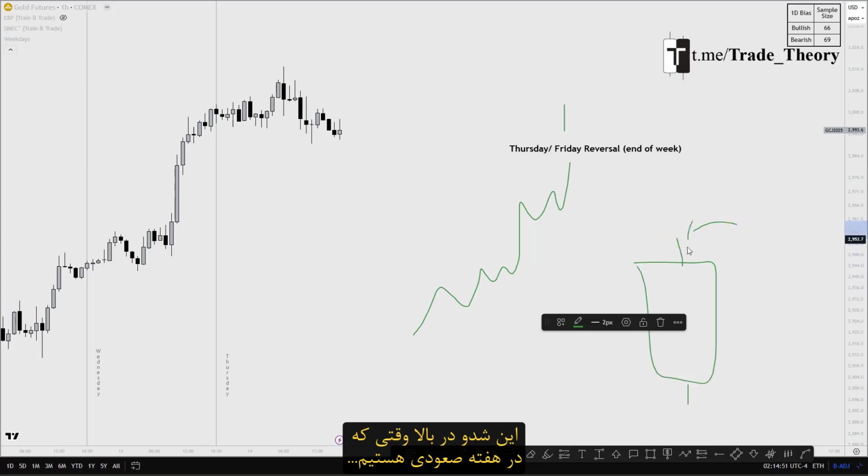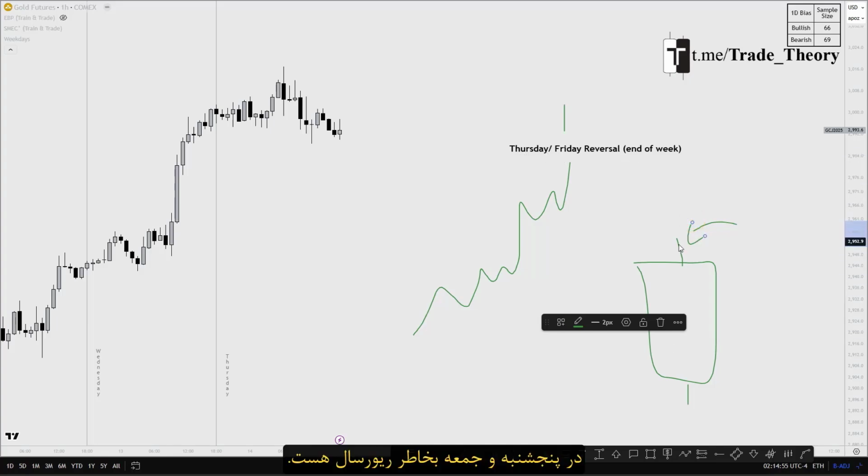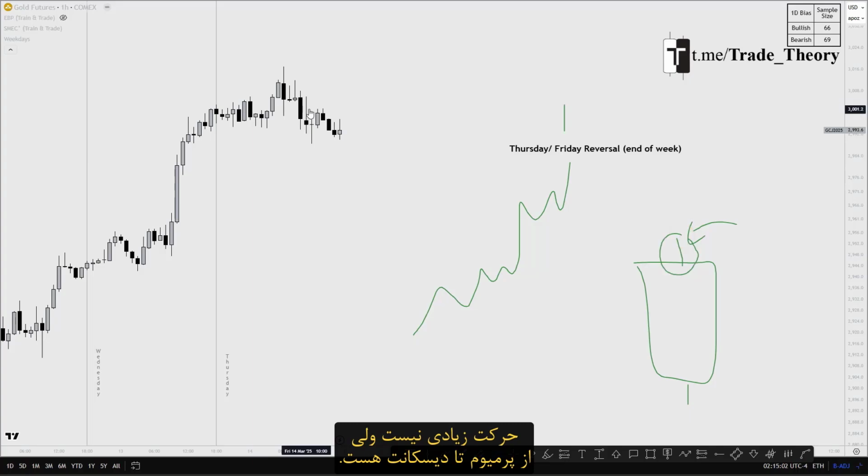Typically this wick is going to form on a bullish week during Thursday or Friday when we have some sort of reversal from the mean. Now, this does not mean that the market is going to tank or anything like that, but we can anticipate a very small move from some sort of premium level to discount. Now, let's go ahead with the context in mind.